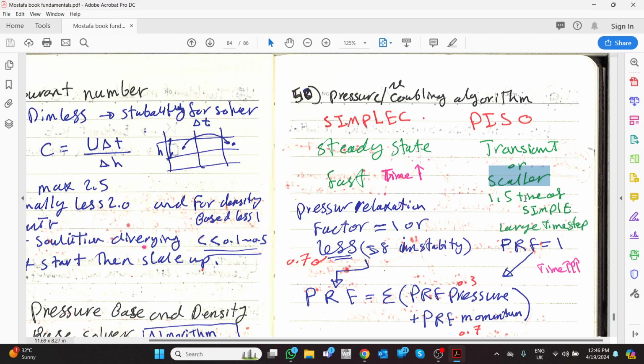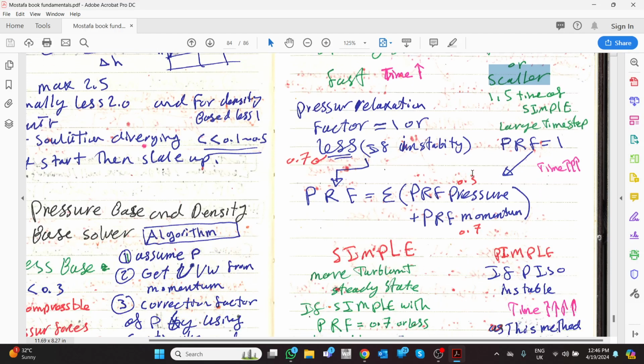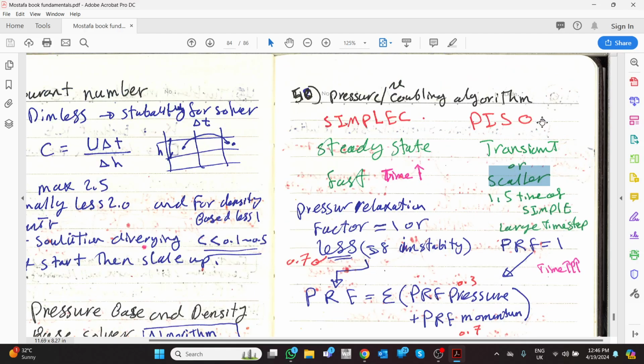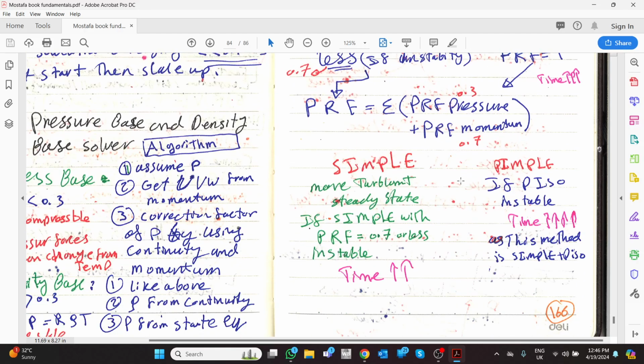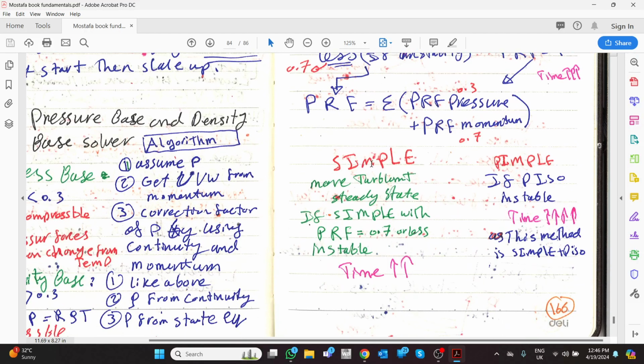But it will take 1.5 times of this one. It takes a large time, and it uses the same pressure releasing factor, but it is another way of algorithm. Okay. Simply, it's not meaning simple, huh? It is more for more turbulent steady state. So if this one is simple but steady state, but it is way turbulent, so use simply.